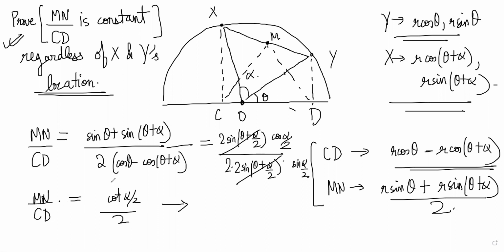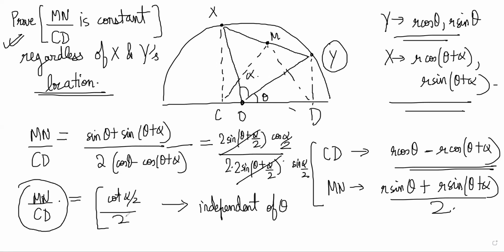Now, remember that this is coming independent of theta. So independent of the initial position of the y vertex, right? Theta can change and the chord will slide across the semicircle. But my final MN by CD thing is coming as independent of theta. It only depends on alpha, where alpha decides how long the chord is, right? Alpha angle is deciding how long the chord XY is. So basically it depends on the length of the chord, but doesn't depend on theta, which is the initial position of y. So that is an alternative approach to solve the problem using coordinates.